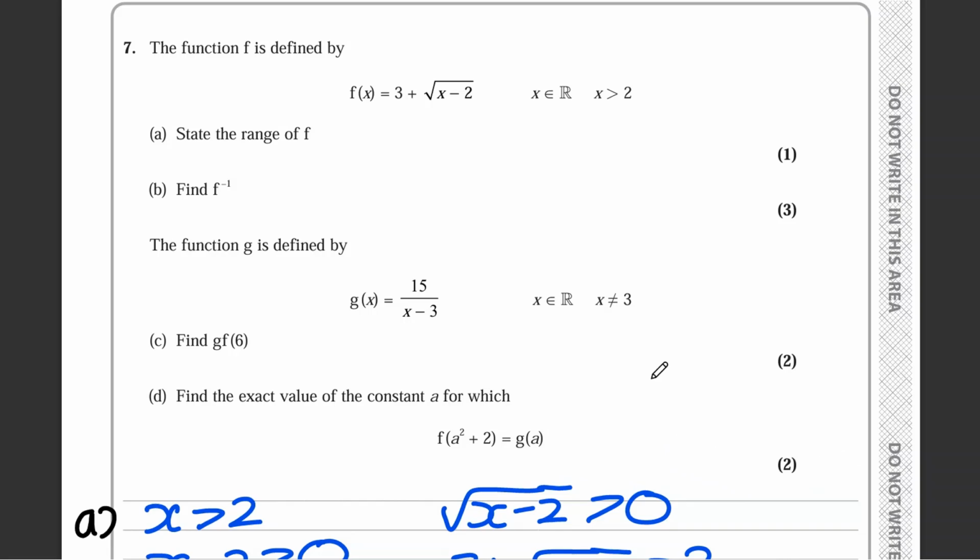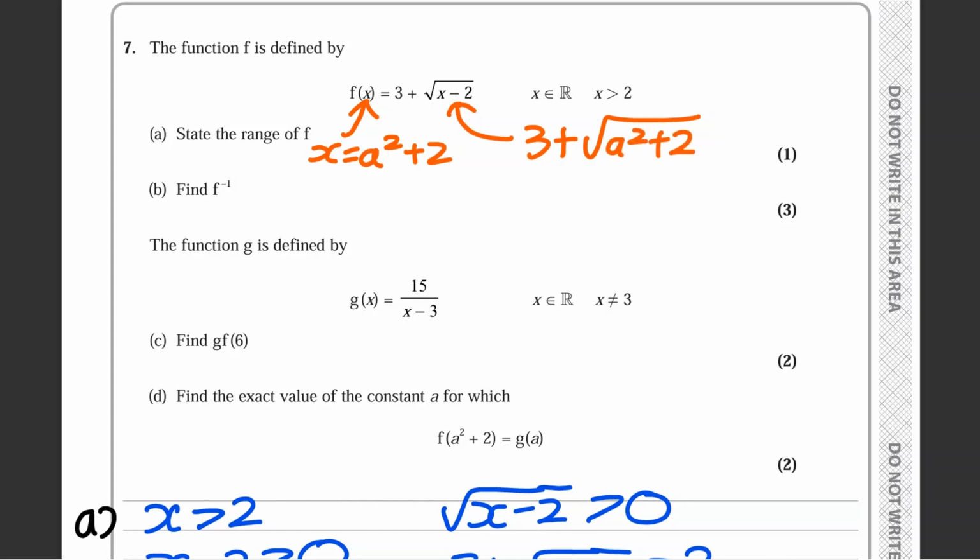Okay, so let's break down what this question is actually asking us. So f of (a squared plus 2), what that means is we sub in x is equal to a squared plus 2 into f of x. So this here is going to become 3 plus the square root, and then instead of x, it's going to be a squared plus 2. Then we also have this minus 2 here, so it's going to be minus 2 like this here.